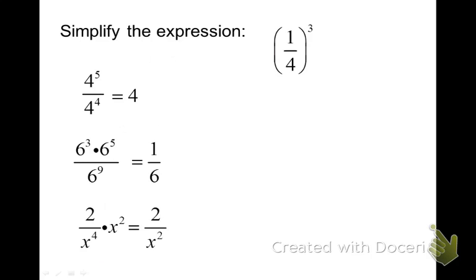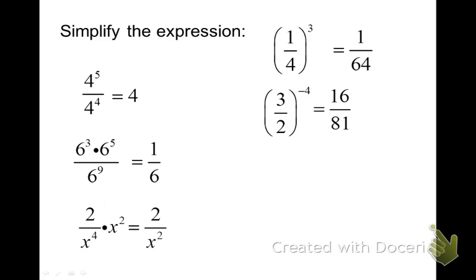Again, the 3 gets applied to the numerator and the denominator. So we have 1 to the 3rd and 4 to the 3rd. The negative exponent means we're going to do the reciprocal. And so the 2 to the negative 4 becomes 2 to the 4th in the numerator, and the 3 to the negative 4 becomes 3 to the 4th in the denominator. And here's our last example problem.